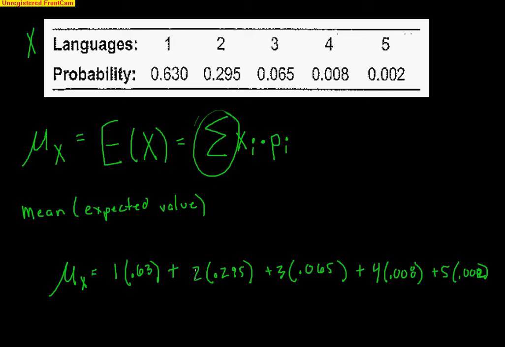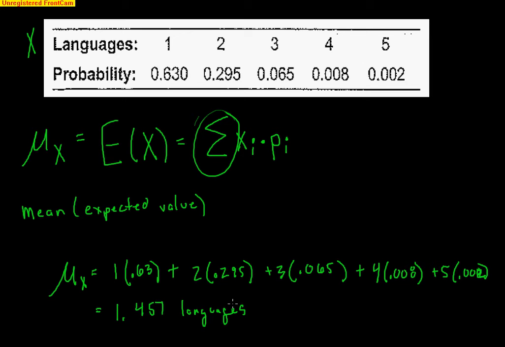So when you do this, if you use your calculator, you get 1.457 languages. Now it's important to understand what this value means. Obviously nobody could speak 1.457 languages. You speak 1, 2, 3, 4, 5, right? So this is the expected value in the long run.